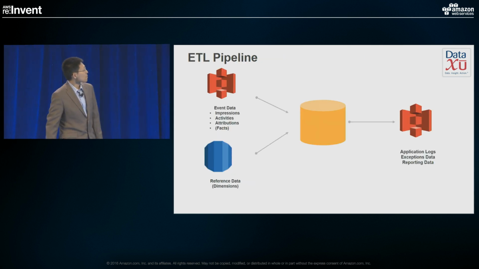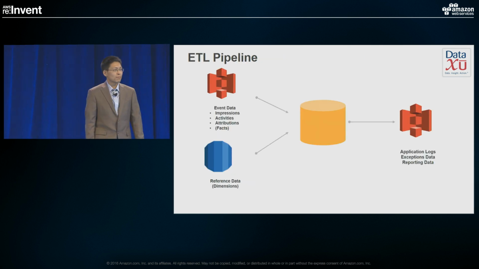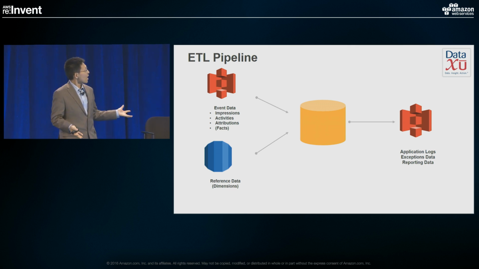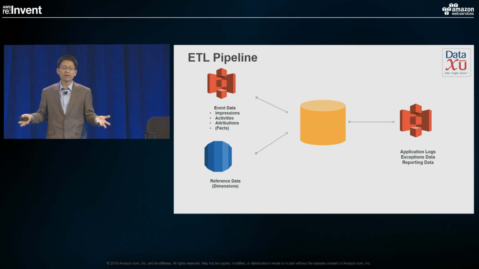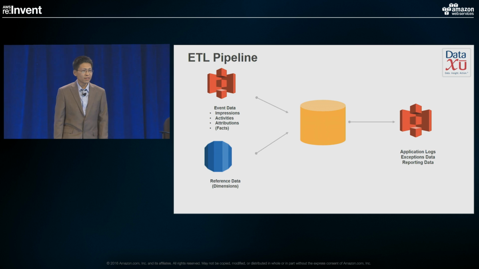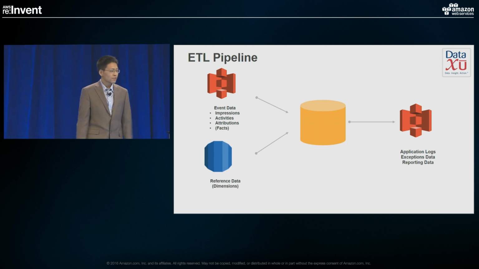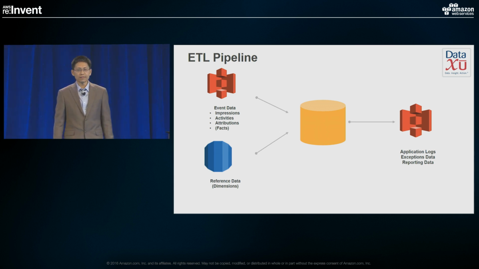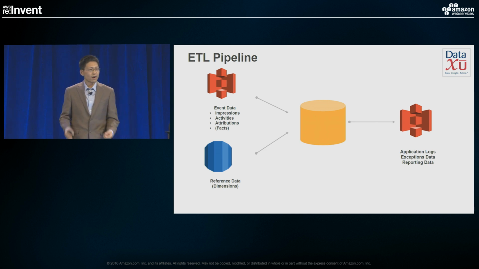Thank you, Kesa. So I'm going to talk to you about the ETL pipeline at Data Zoo. We are looking at a typical pipeline. This is also one of our most critical pipelines. On the top left side, you are looking at event data. That is billions of records per day. These are our impressions, attributions, events.